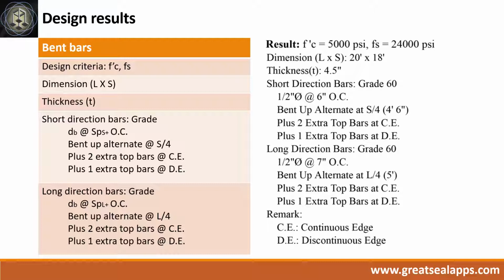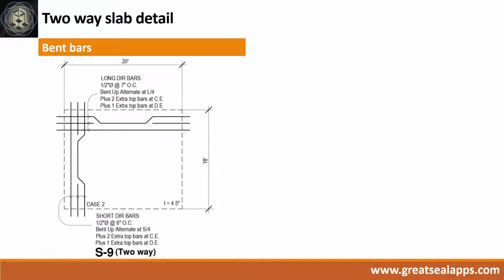edge. Long direction bars of grade 60. Half-inch diameter bar at 7 inches on center. Bent up alternate at L/4, plus 2 extra top bars at continuous edge, plus 1 extra top bar at discontinuous edge.